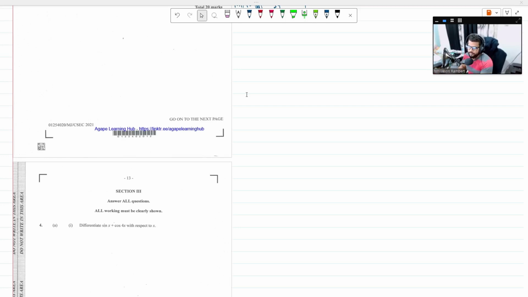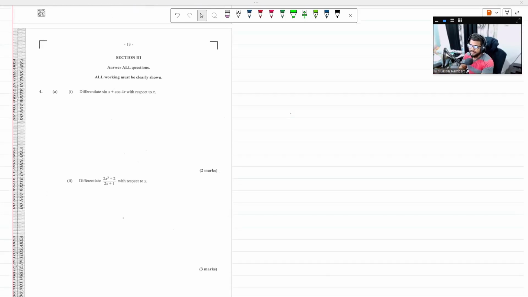Alright, so number 4, differentiate this with respect to x. So I'll have to let y equal sine x plus cos 4x, and dy dx. Sine changes to cosine. Cosine changes to negative sine. And I must multiply by the differential of the angle. Easy 2 marks. Easiest 2 marks of your life.